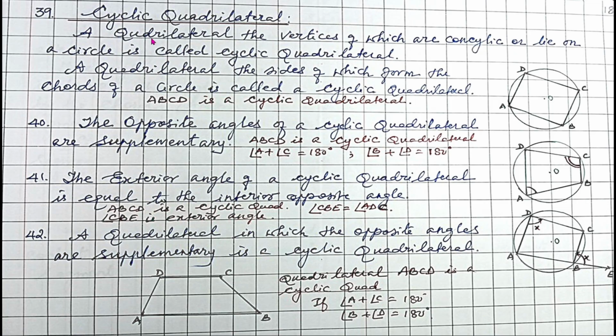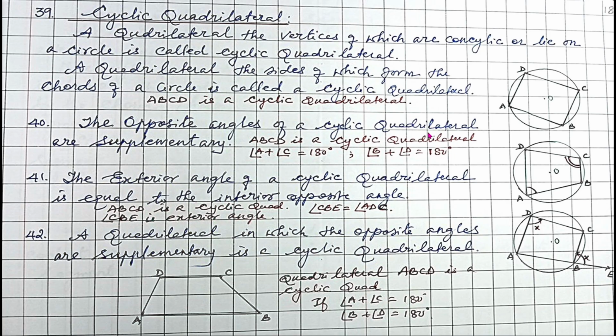Now the next important point of our study is the cyclic quadrilateral. A quadrilateral, the vertices of which are concyclic or lie on a circle, is called a cyclic quadrilateral. A quadrilateral, the sides of which form the chords of a circle, is called a cyclic quadrilateral. ABCD is the cyclic quadrilateral here. Let me explain this to you. ABCD is a cyclic quadrilateral because the vertices of the quadrilateral lie on the circle, or are concyclic, and also the sides of the quadrilateral form the chords of a circle, and therefore the quadrilateral is cyclic. Remember that.